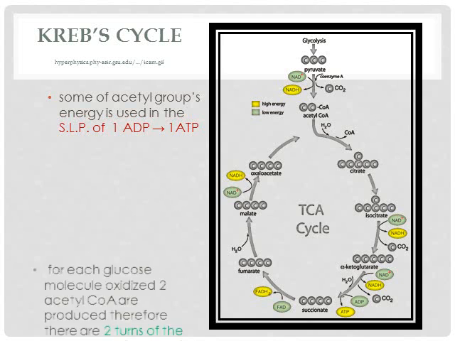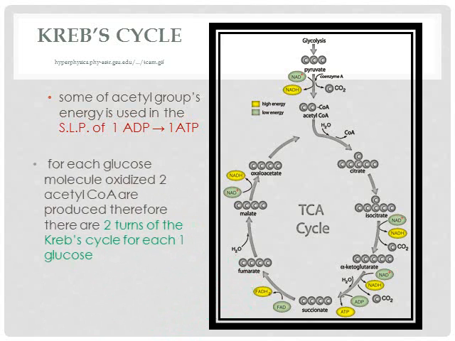Some of the energy, as I mentioned, is used to create ATP. And for each glucose molecule, remember, we're producing 2 acetyl coenzyme A, and therefore there's 2 turns of the Krebs cycle for each 1 glucose molecule. There's another visualization of the process.